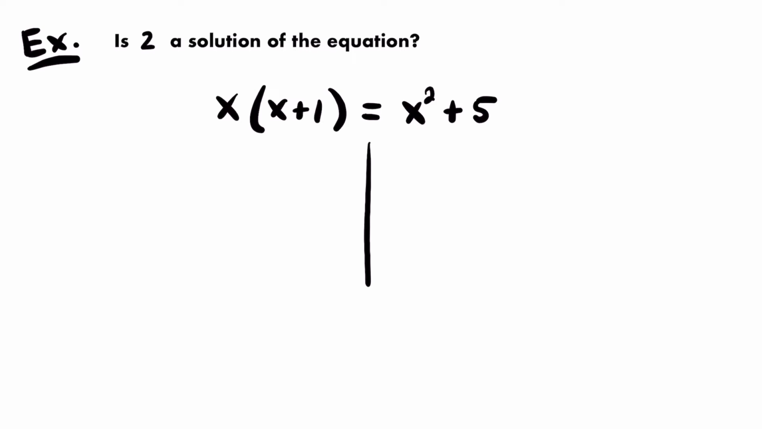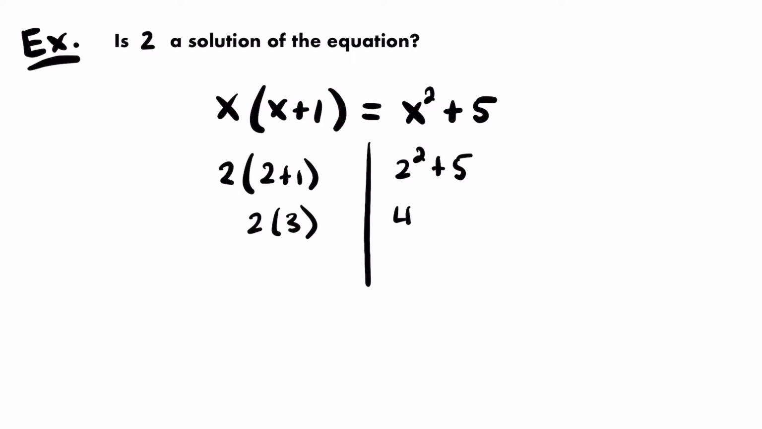But if we plug in 2, in this case we're plugging it in for x, the variable in this equation, we'll have 2 times 2 plus 1, and then on the other side we have 2 squared plus 5. All right, now simplifying, remember to do what's in the parentheses first. 2 plus 1 is 3, so we have 2 times 3, and then on the other side 2 squared is 4, it's just 2 times 2, so we have 4 plus 5. Now, simplifying one more time, 2 times 3 is 6, so we get 6 on one side, and then on the other, 4 plus 5 is 9.